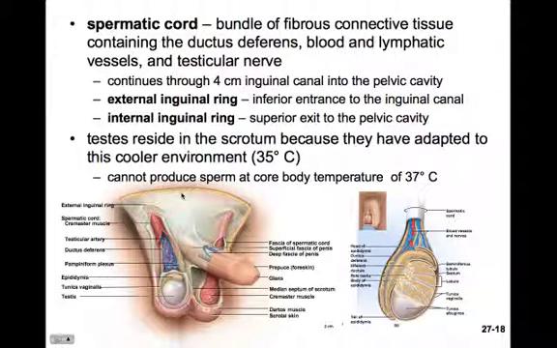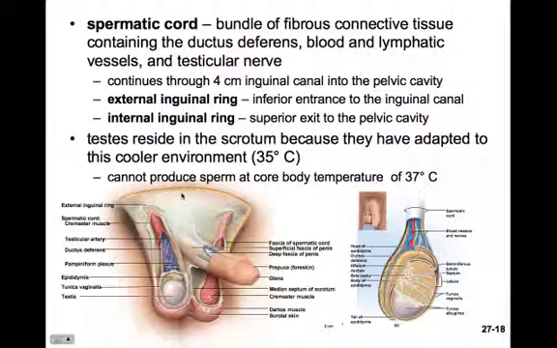The testes are suspended in the scrotum by the spermatic cord. The spermatic cord is a bundle of connective tissue that contains the ductus deferens, blood vessels, lymphatic vessels, and the testicular nerve. It goes through about 4 centimeters of inguinal canal as it ascends into the pelvic cavity. It's bordered on the inferior entrance by the external inguinal ring and on the superior exit that goes into the pelvic cavity by the internal inguinal ring.